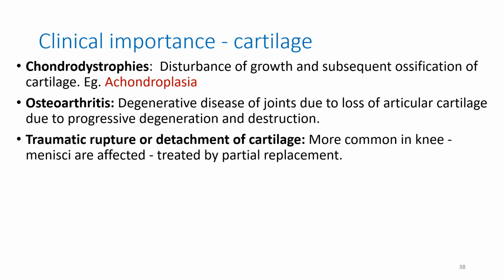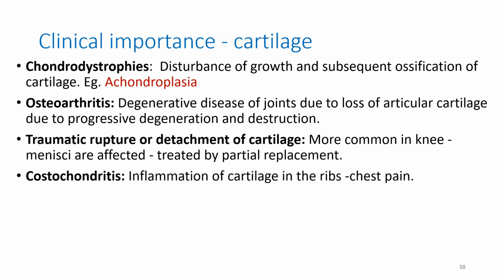The more common is in the knee menisci that are affected by injury, and they can go into rupture or detachment. It is treated by partial replacement. There is what is known as costochondritis. Costo means rib, chondro means cartilage. So it is inflammation of cartilage in the ribs. This is a common cause for chest pain.